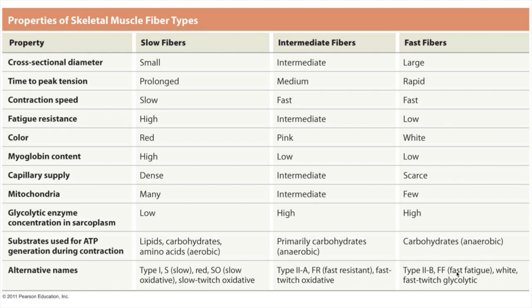So these are called the fast fatigue muscles sometimes, or these are fast twitch muscles. Then the intermediate fibers, they have a medium diameter, medium amounts of glycogen, medium amount of mitochondria, medium capillaries. They contract at a medium speed, and they are moderately resistant to fatigue. So everything about them is medium.